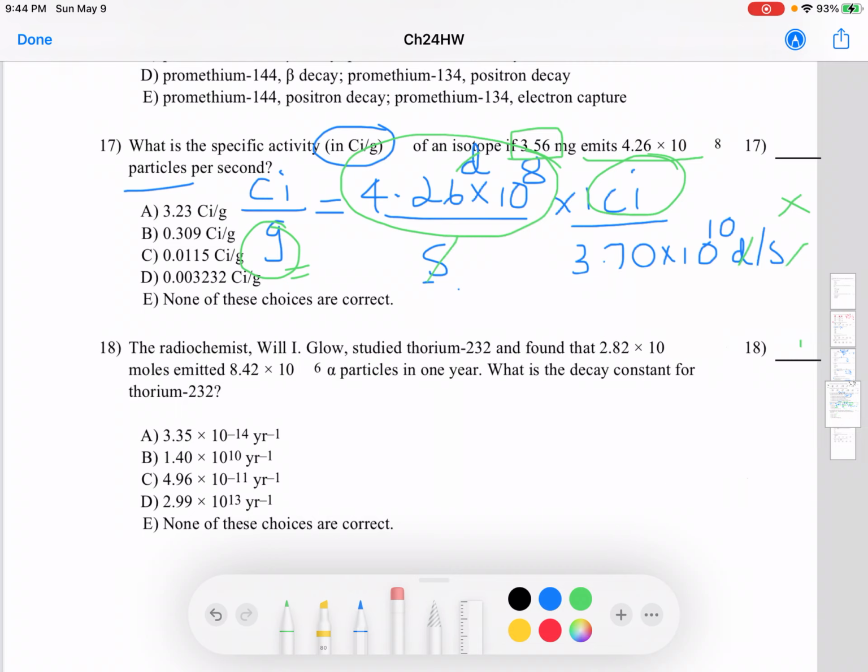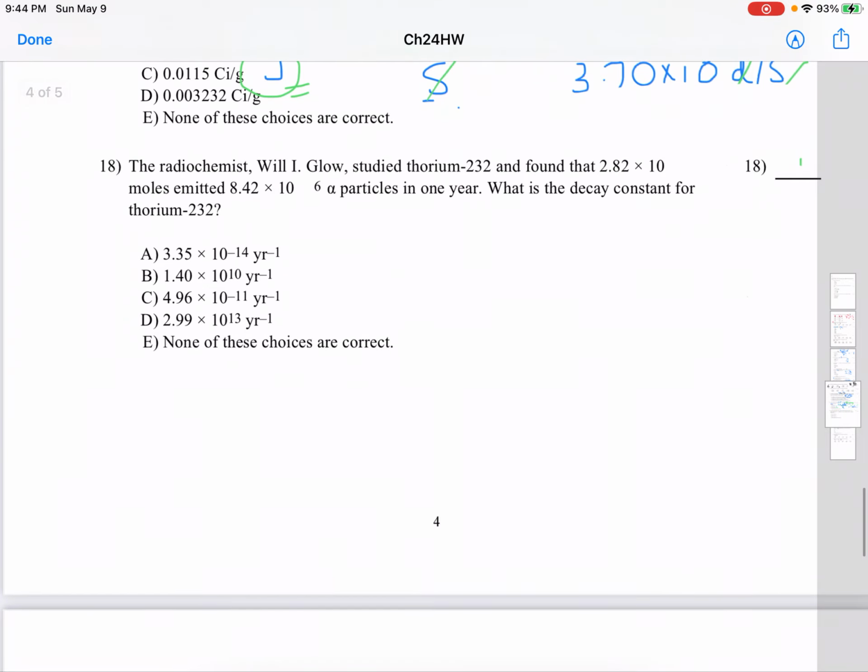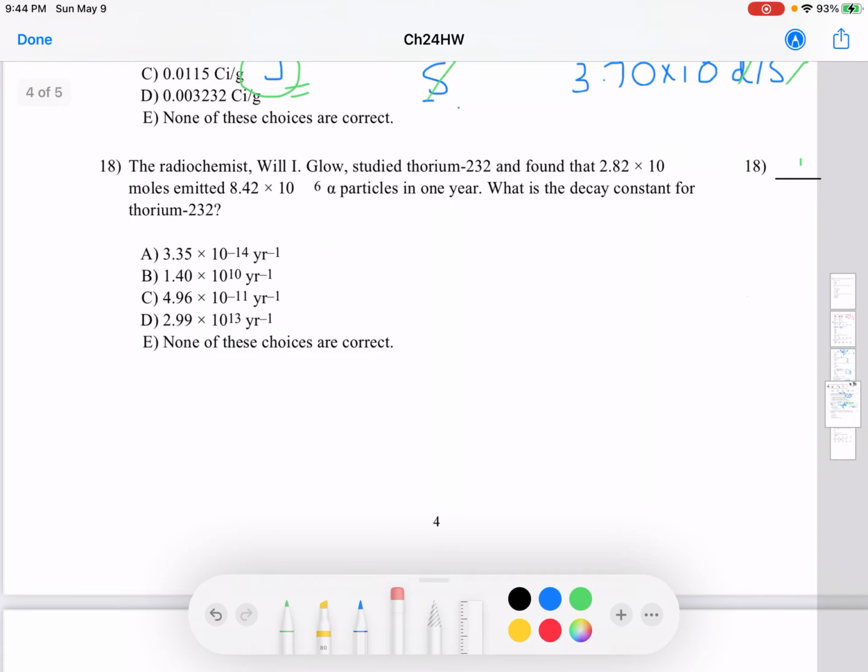The radiochemist Willy Glove studied thorium-232 and found that 2.82 into 10 moles emitted 8.42 into 10 to the power 6 alpha particles in 1 year. What is the decay constant for thorium 232? Okay, so how do we go about doing that? You want to find out the decay constant.